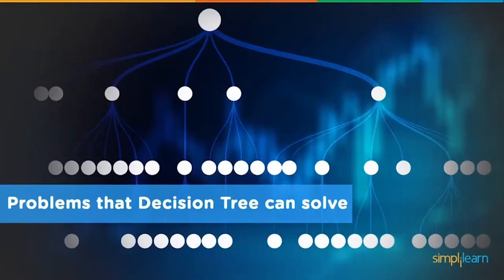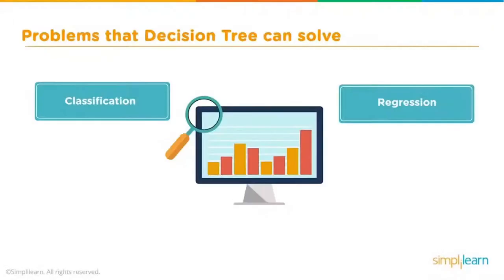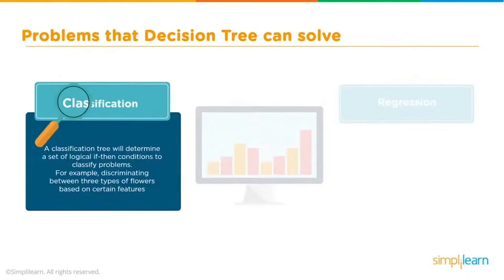Problems that decision tree can solve. So let's look at the two different categories the decision tree can be used on. It can be used on classification, the true, false, yes, no, and it can be used on regression, where we figure out what the next value is in a series of numbers or a group of data. In classification, the classification tree will determine a set of logical if-then conditions to classify problems. For example, discriminating between three types of flowers based on certain features.